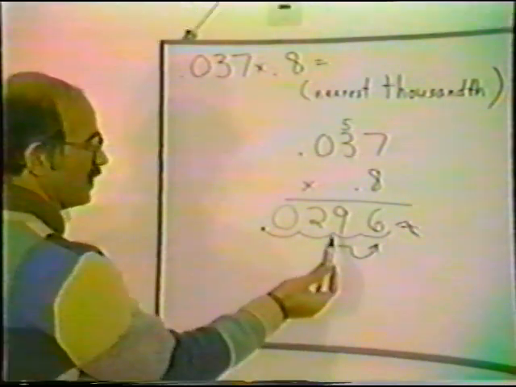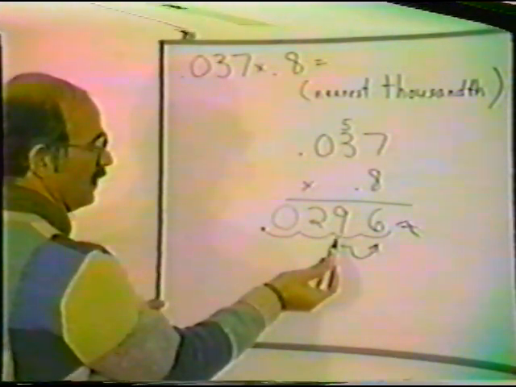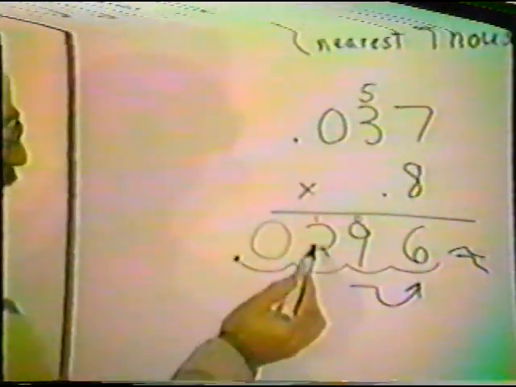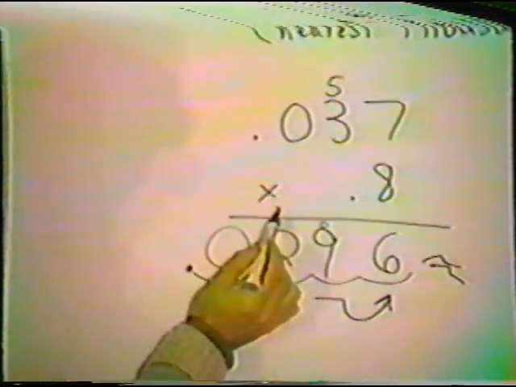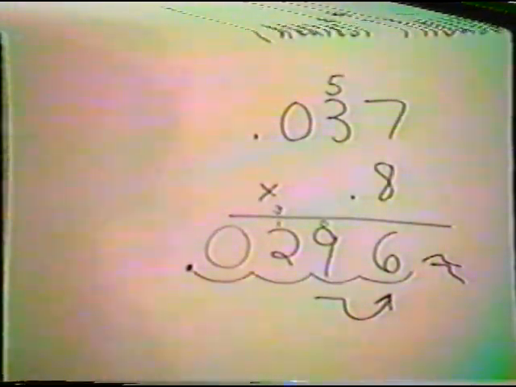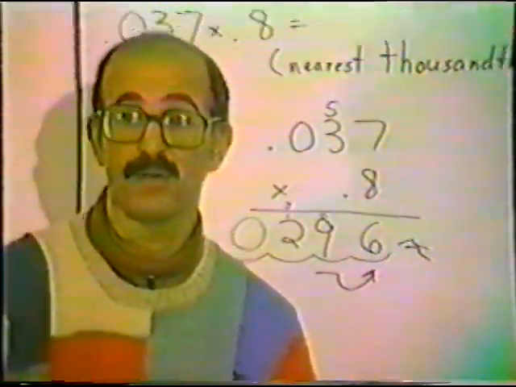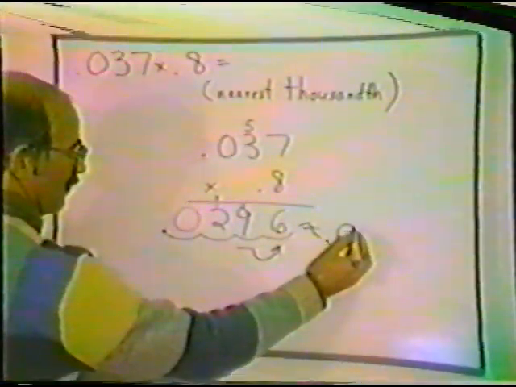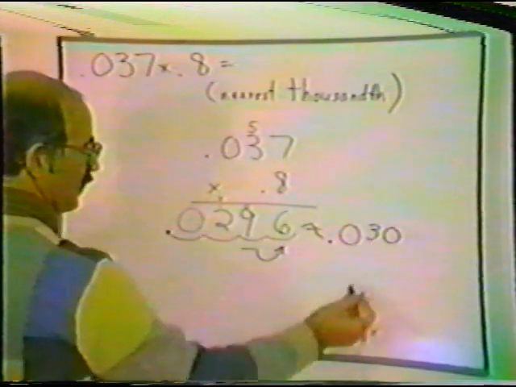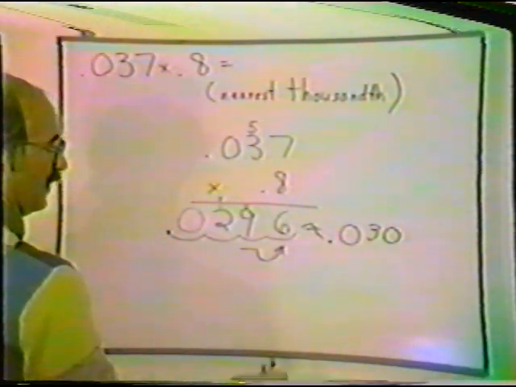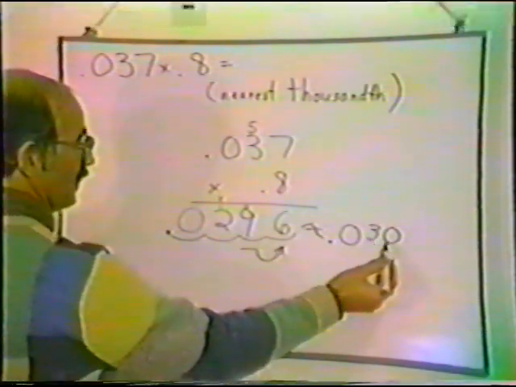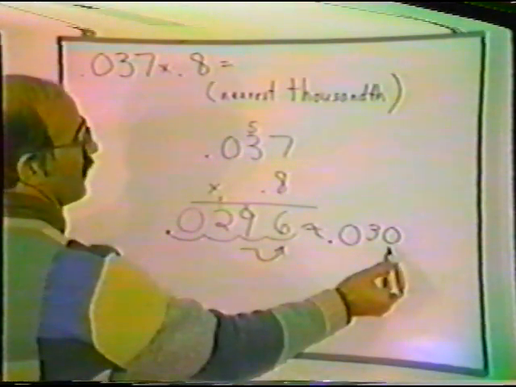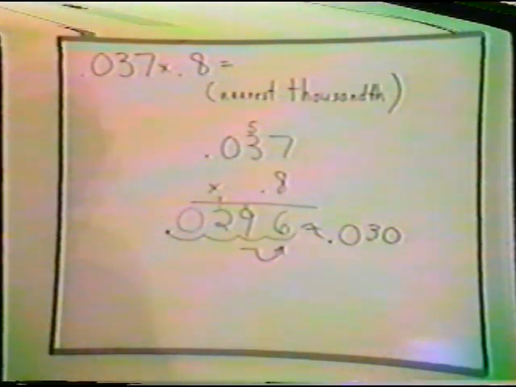The 6 tells us that the 9 goes up and becomes a 10. Put down the 0, carry the 1. 2 plus 1 is 3. Now be very careful and tell me what to write number by number for my answer. Point, 0, 3, 0. That's it. 0.030, rounded off to the thousandths place, and that is the thousandths place.